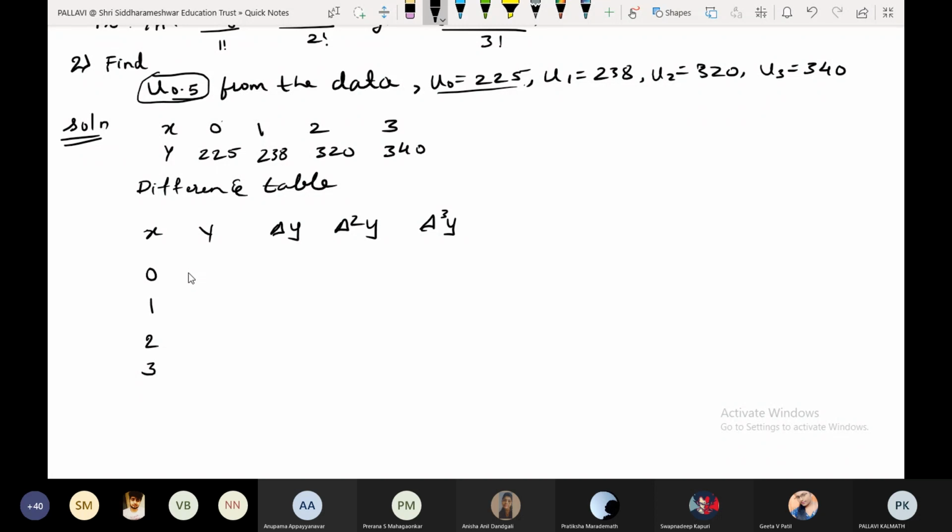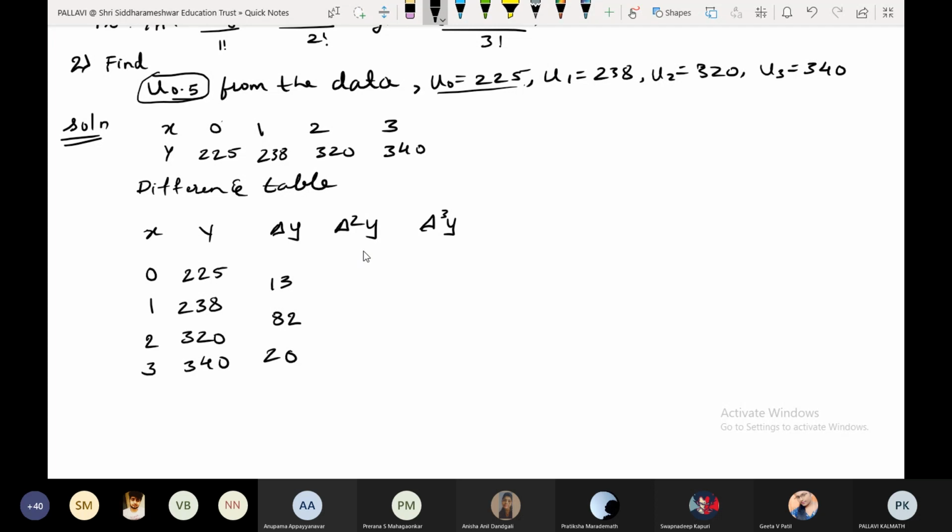Write the values for X: 1, 0, 1, 2, 3. Y values are 225, 238, 320 and 340. Tell me what is the first difference value? 13. Then 320 minus 238 is 82. Next is 20.